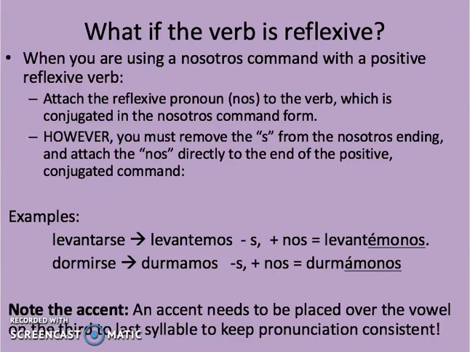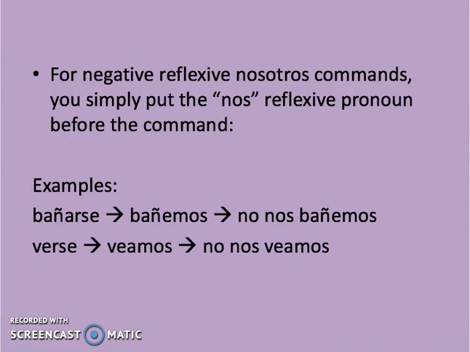and add your accent mark. The second example, dormirse. Form your command, dormamos. Remember that it is an IR verb that will have an O to U stem change. Drop your S, add your nos, and then count back 3 vowels and add your accent mark. Dormámonos. Let's fall asleep. For negative reflexive nosotros commands, you simply put nos before the command. Bañarse, no nos bañemos. Verse, no nos veamos.